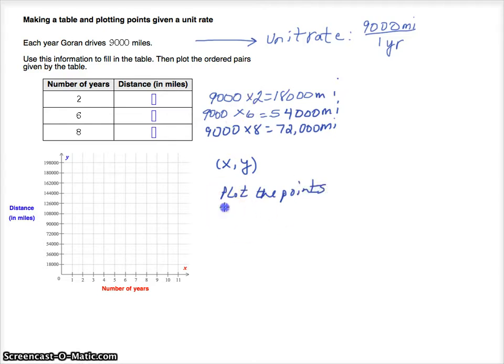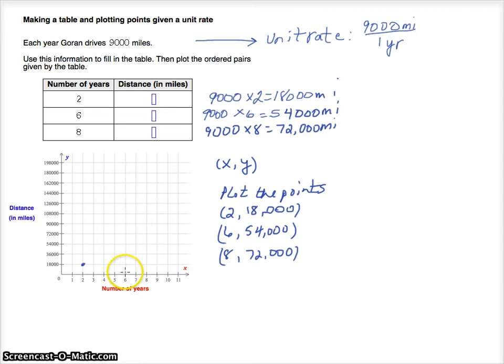And the points we found were 2 years, 18,000 miles, 6 years, 54,000 miles, and 8 years, 72,000 miles. So here's how you plot them. You go find 2 on the x, and it's right here, and then you find where it intersects with 18,000 from the y, and you put your little point in.